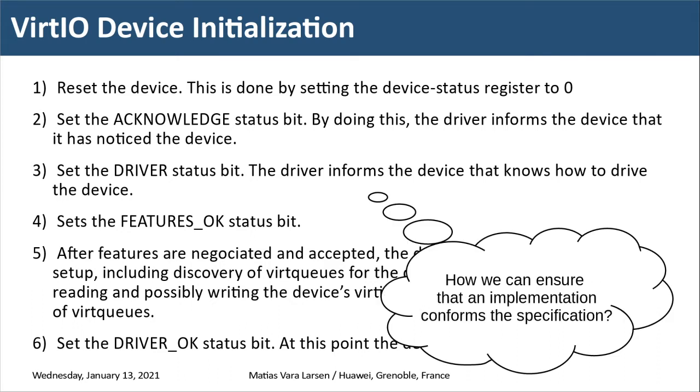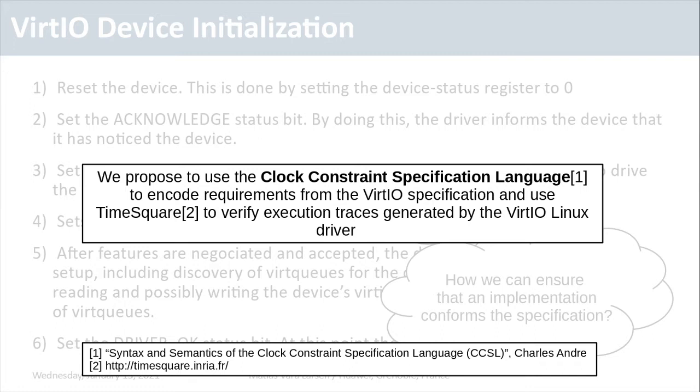If we have this information, how can we make sure that our implementation follows the specification, to avoid incompatibility problems among different implementations? In this work, we propose to use the formal language CCSL, which stands for the Clock Constraint Specification Language, to encode requirements from the VirtIO specification. Then, we use the CCSL specification to validate traces that are generated by the Linux VirtIO driver.